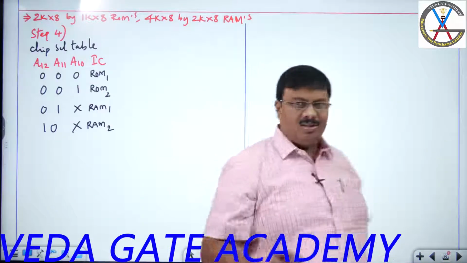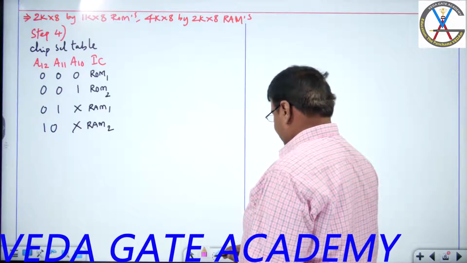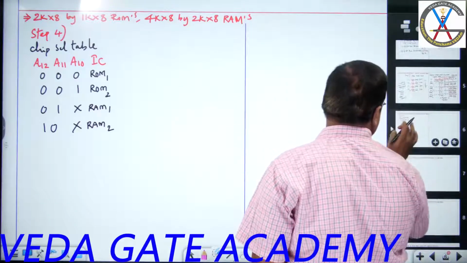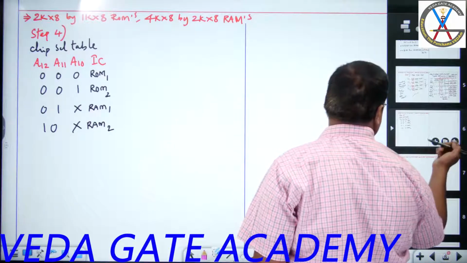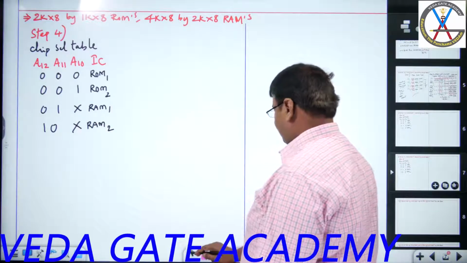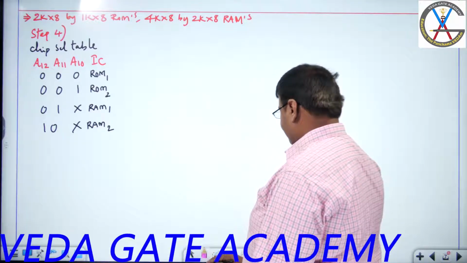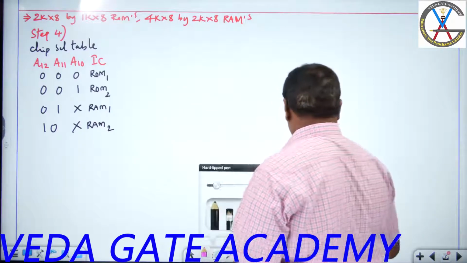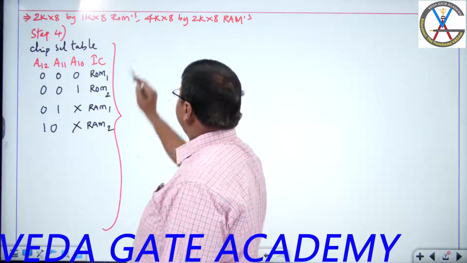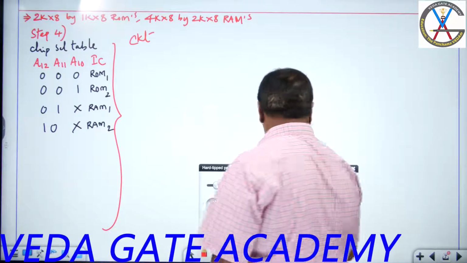Now this is how my diagram is. Let me draw the diagram. Now I want to draw the circuit. So how many memory ICs? 4 memory ICs, right?